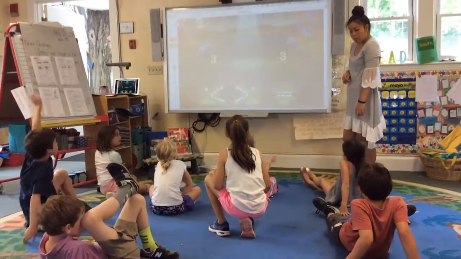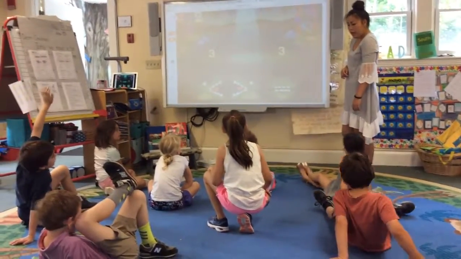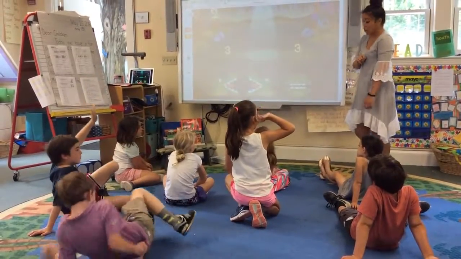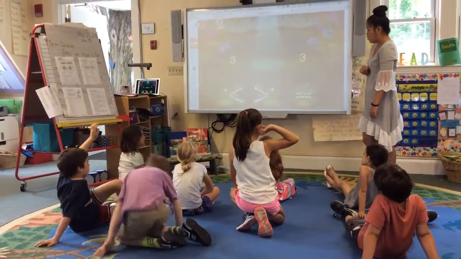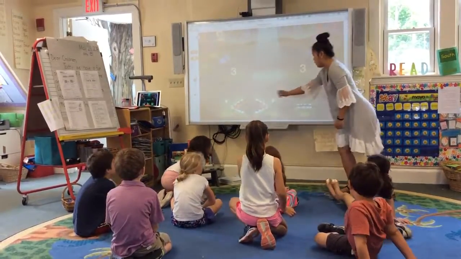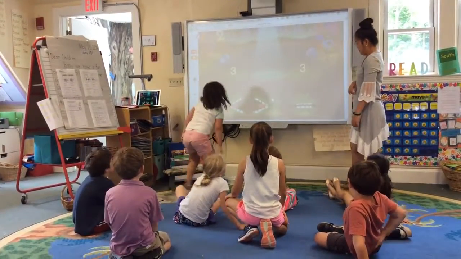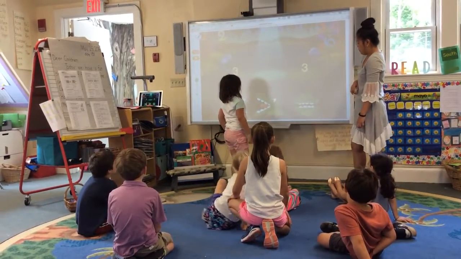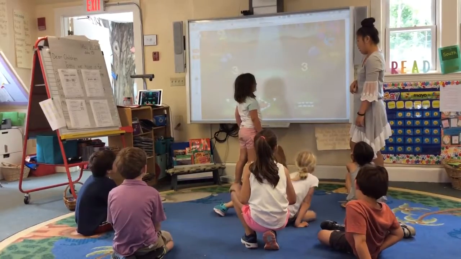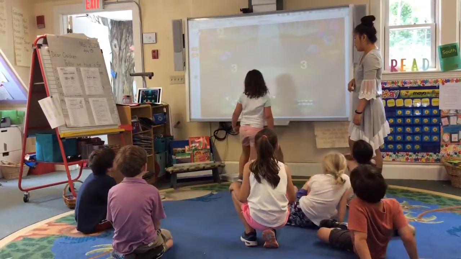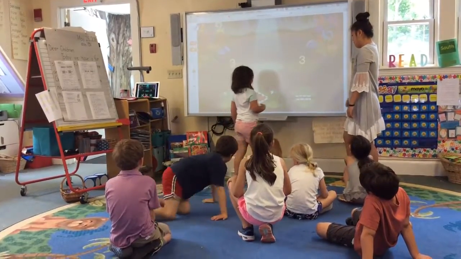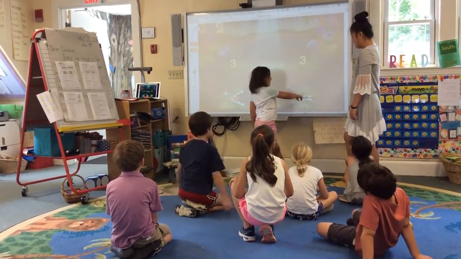All right, so I'm gonna call you up one by one, and I'm just gonna kind of snake my way around. Everyone will get a turn. Pick the correct symbol to compare the values. Rory, come on up, and you're gonna click which one you think is right. So do you think 3 is less than 3, 3 is greater than 3, or 3 is equal to 3? Okay, just tap it.